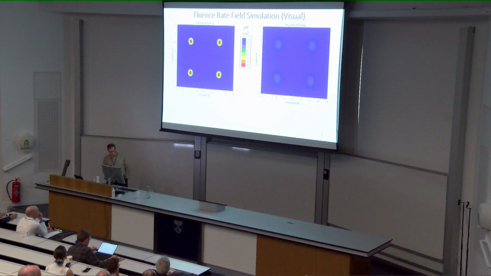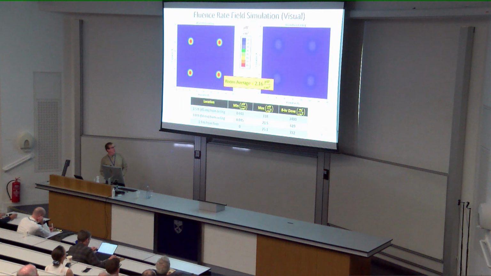All right, so this sort of illustrates the spatial distribution. We do also have information from this simulation to suggest that the room average fluence rate was about 2 microwatts per square centimeter. And then we have information also to describe the minimum and maximum in these 2 planes. And you can see how that translates in terms of an 8-hour dose at these locations.